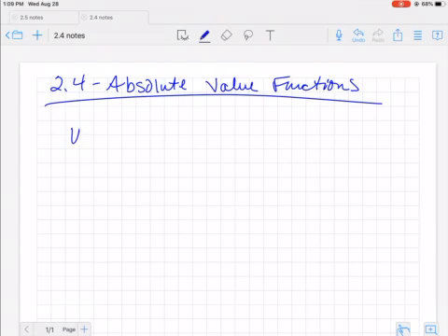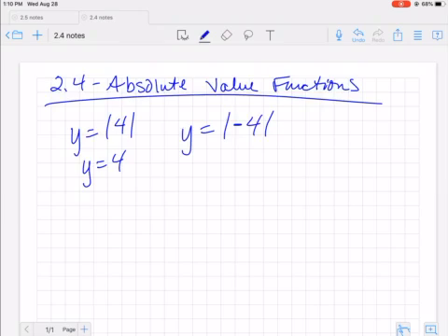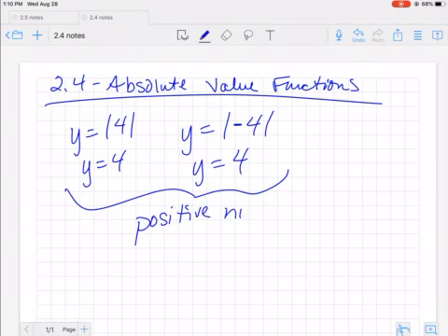So for instance, if I have y is equal to the absolute value of 4, that's going to be 4, right? If I have y is equal to the absolute value of negative 4, then I'm going to have this still as 4. Because whether I'm talking about 4 or negative 4, the distance from 0 is still the same, right? It's still a value of 4 away from there. So anytime you have that absolute value, it's always going to equal a positive number. Because it is the distance from 0.